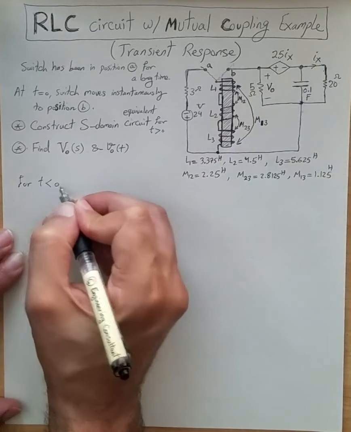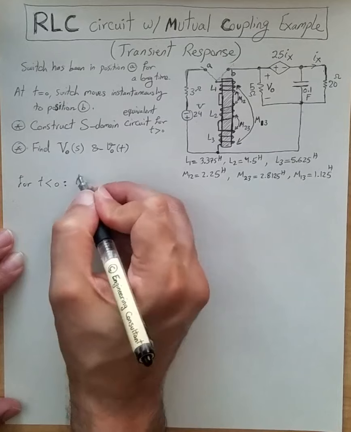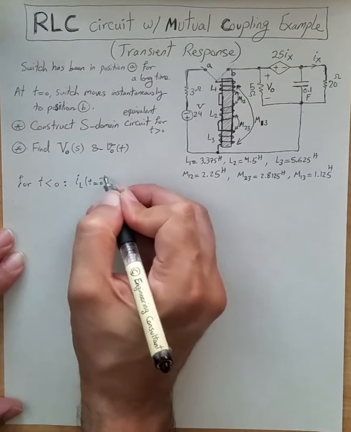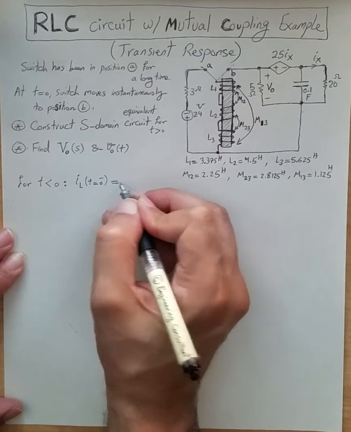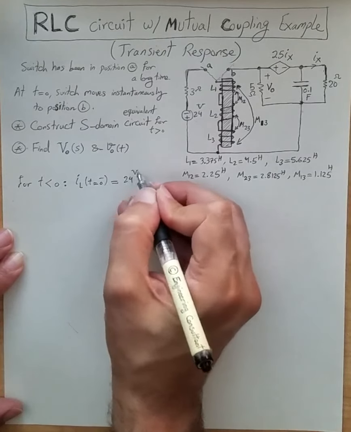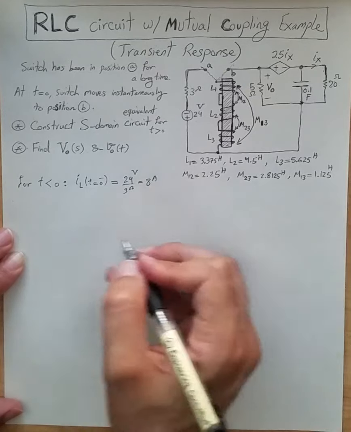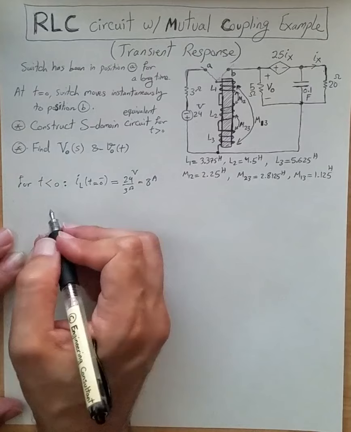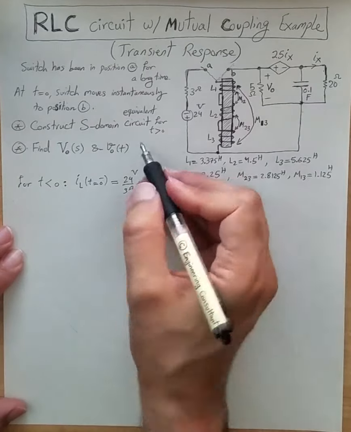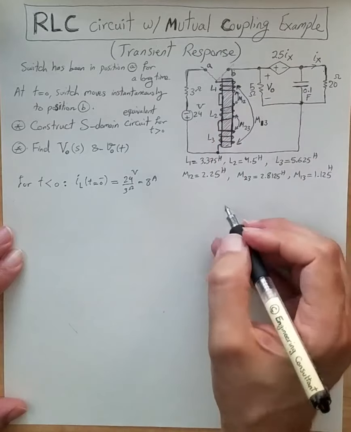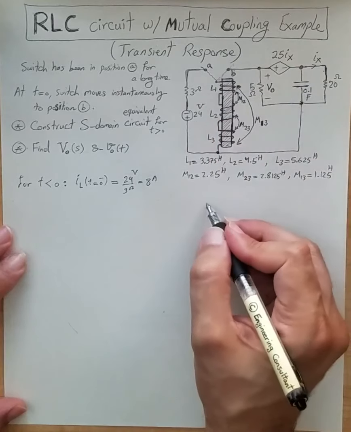for t less than 0, we can say the current of the inductor, which is shown this way, is simply 24 volt divided by 3 ohm, which is 8 amp. Okay, so we have this information. Now, at time t equal to 0, the switch changes position from A to B, and the circuit becomes simply this circuit.